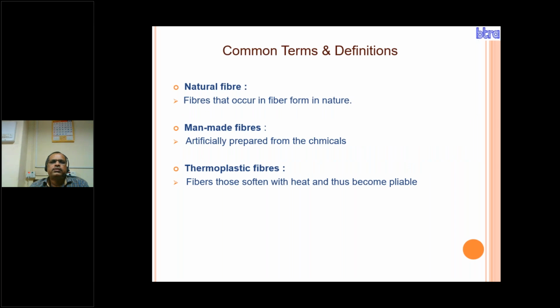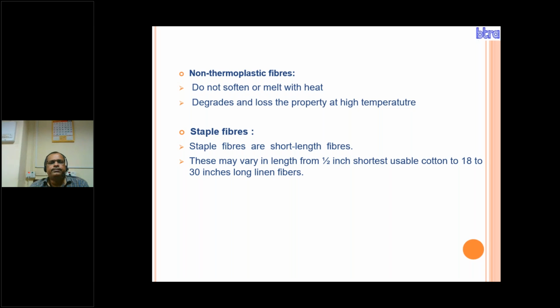Now common terms and definitions in fibers. Natural fibers occur in fiber form in nature. Man-made fibers are artificially prepared from chemicals. Thermoplastic fibers soften with heat and thus become pliable, and we can change their shape. Non-thermoplastic fibers don't soften or melt with heat; they degrade and lose their properties at a high temperature.